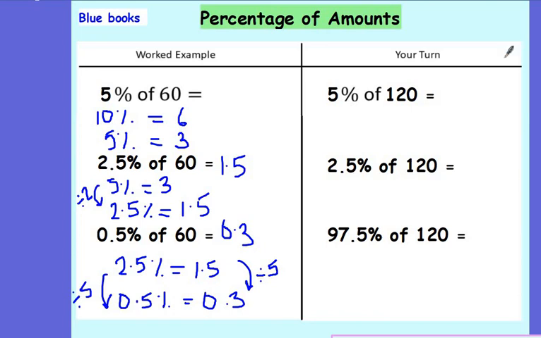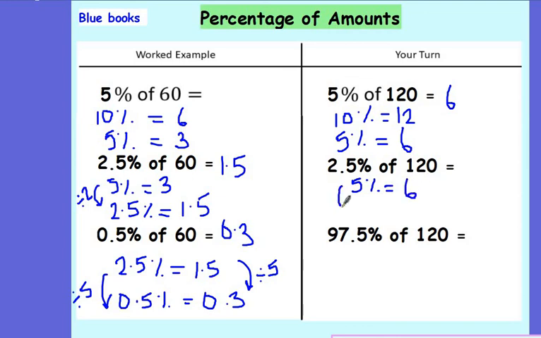Right, let's go through some answers. 10% of 120 would be 12. So 5%, we divide it by 2, will be 6. If we know that 5% is 6, we can divide that by 2 to give me 2.5%, which will give me 3.